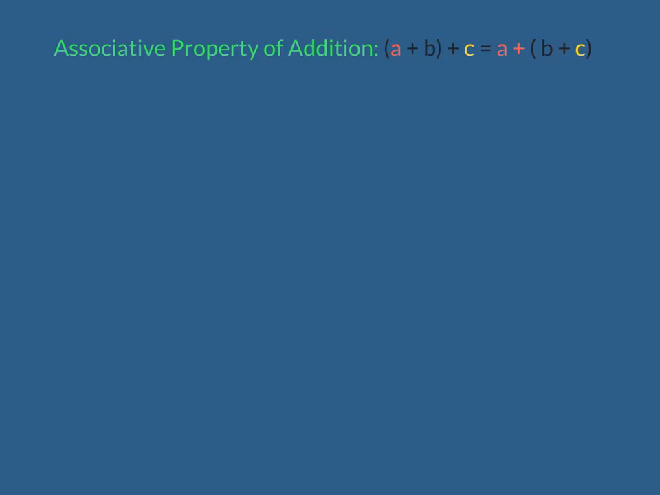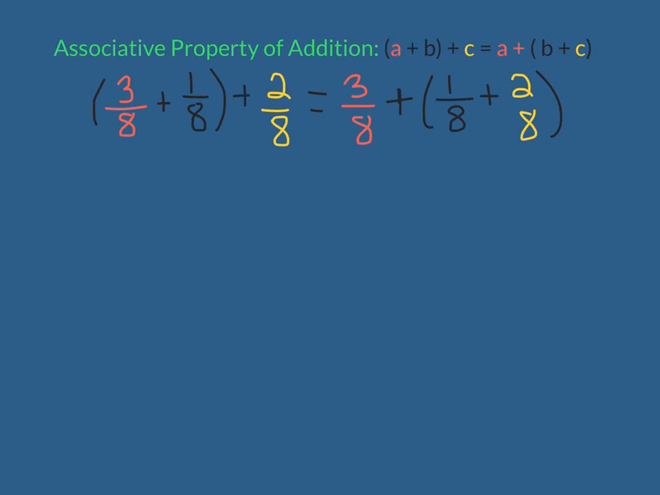Next, we have the associative property of addition. That says a plus b in parentheses plus c equals a plus in parentheses b plus c. So let's take a look at that with fractions. So that would be 3/8 plus 1/8 in parentheses plus 2/8 equals 3/8 plus parentheses 1/8 plus 2/8 parentheses. So let's take a look at that using a number line.